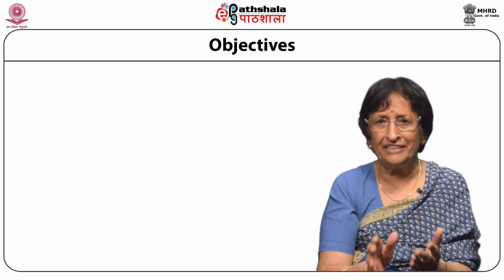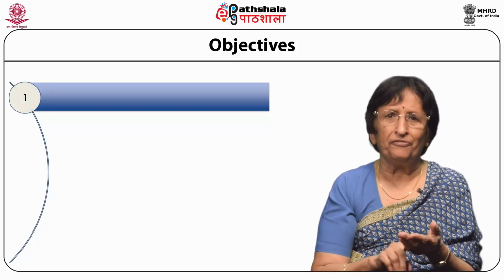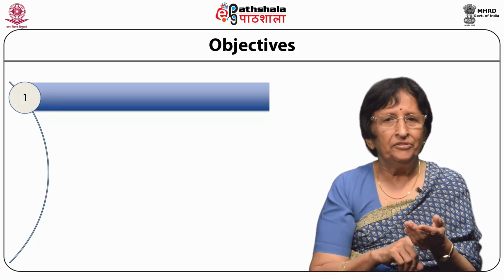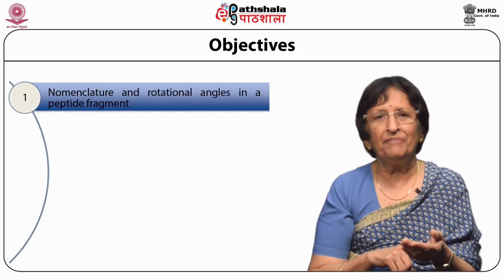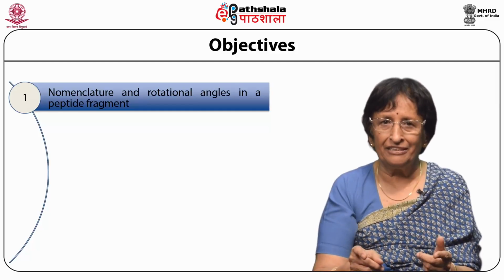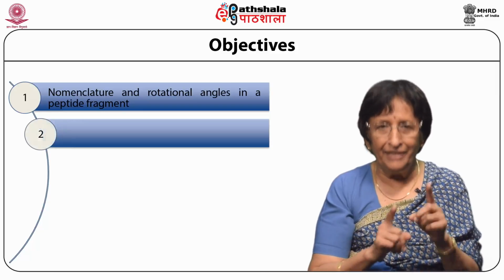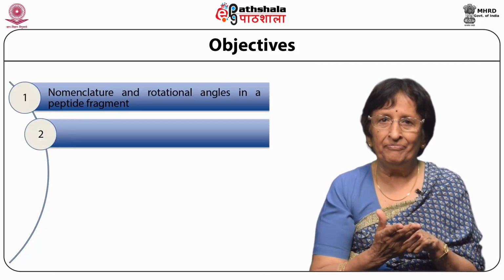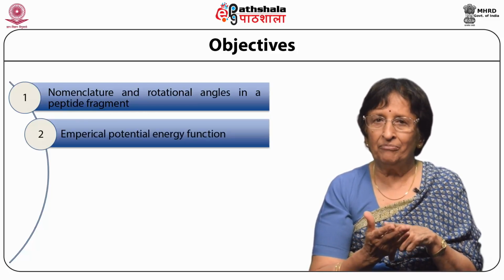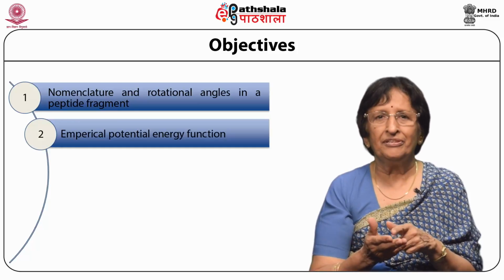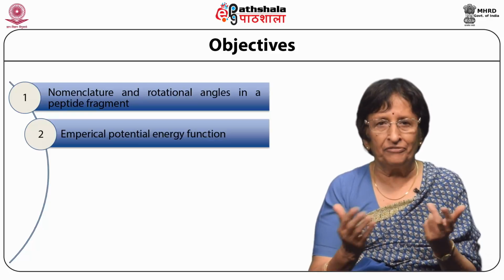Students, let's first see what we are going to learn in this module. First of all, I want to describe nomenclature, rotational angles in a peptide fragment. This is essential for further understanding of torsional angles. Next, I want to describe empirical potential energy function because it is used for computation of potential energy and then calculation of conformational maps.